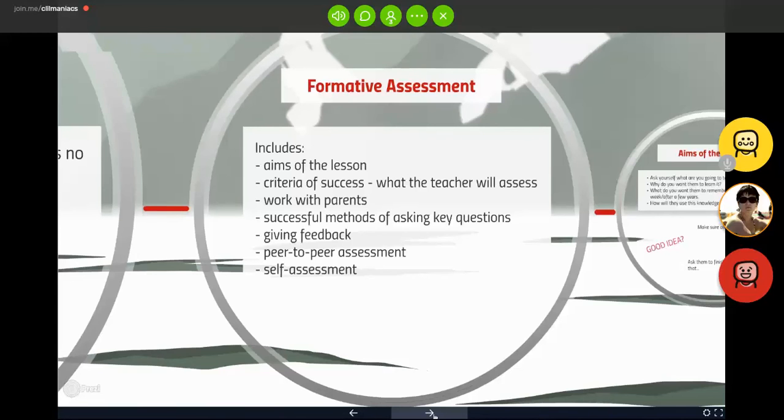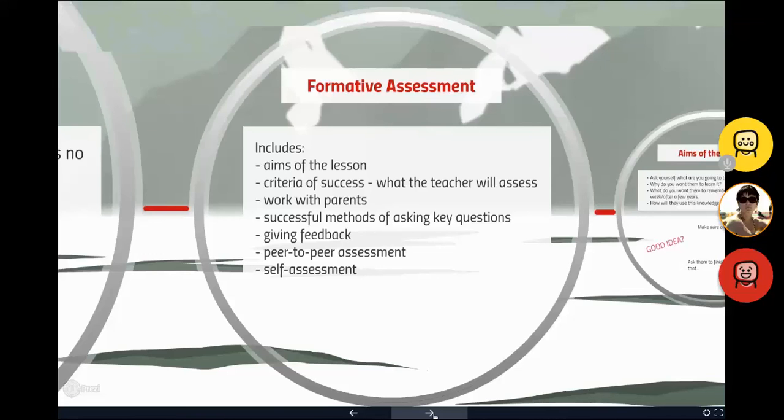And we may say that this assessment starts even before you start teaching, because this is the whole process. You have here what you can see on the screen. You have a few steps that you have to take, like aims of the lesson, which you have to present to your students, criteria of success, work with parents, successful methods of asking key questions, giving feedback, peer-to-peer assessment, and self-assessment.